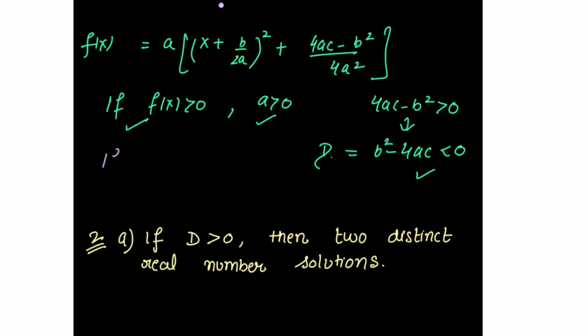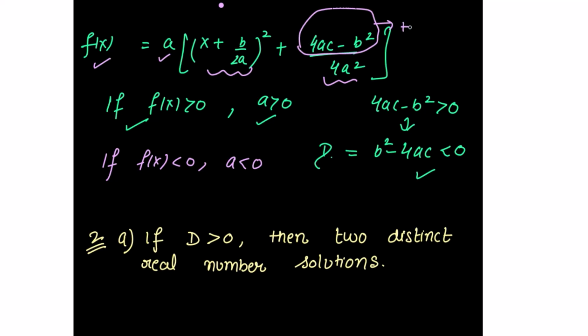And what if f(x) is strictly negative? What can be the condition? For f(x) to be strictly negative, a should be negative. The first term is positive, yes, and the denominator is positive, but to make the complete right hand side negative, with a negative, this numerator should be positive.